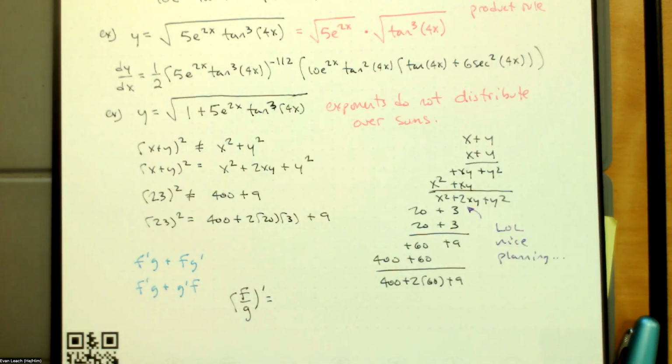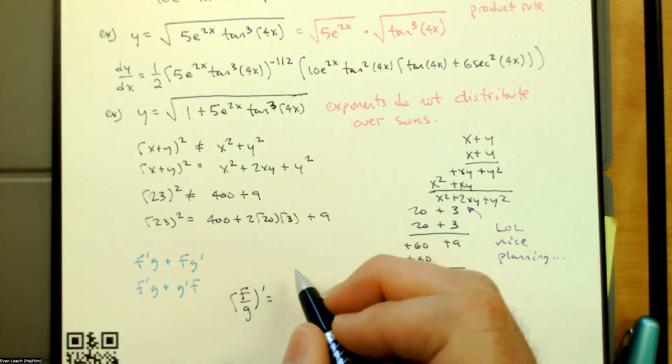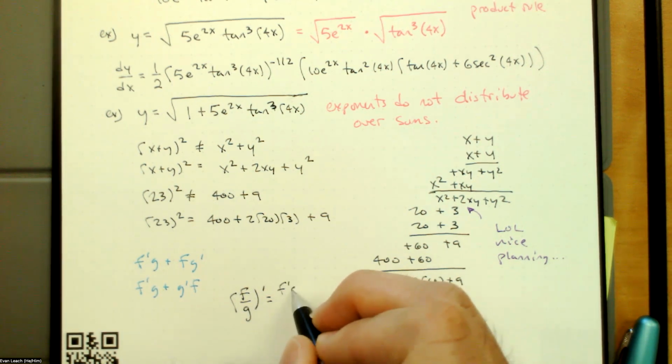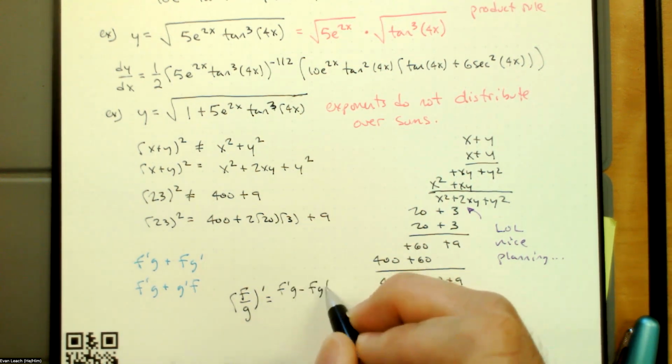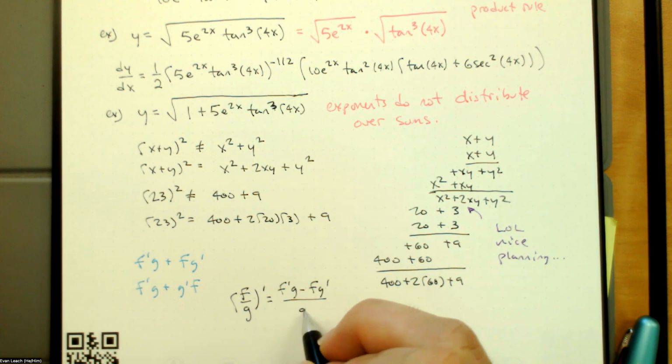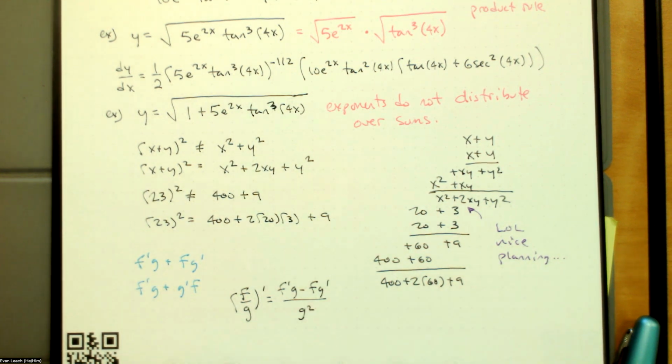I can't believe the disrespect I'm about to show the quotient rule. I'm just going to write it one time down here. I'm not even going to write down quotient rule. I'm just going to shove it into this bottom part. It's going to be f prime g minus f g prime over g squared. F prime g minus f g prime over g squared. This is the quotient rule.